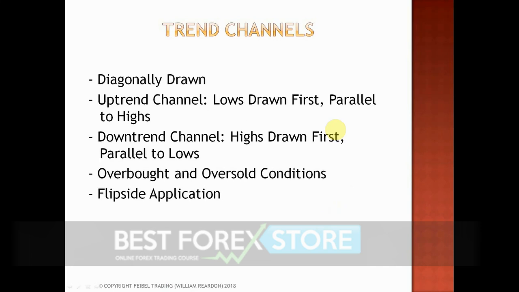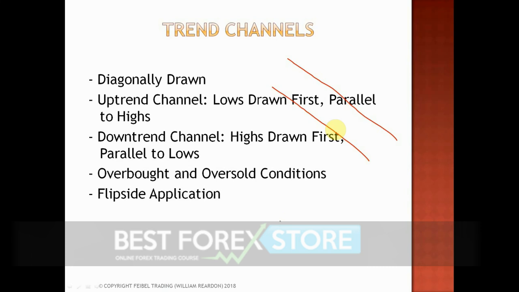So they are diagonally drawn, so in an uptrend, so this is a channel. Okay, so this is an upside channel, price is going up, and we always draw the lows first, and then we add the parallel, which is in your charting software. And for downtrend channels, highs are drawn first, and then we add this line, which will be the parallel.